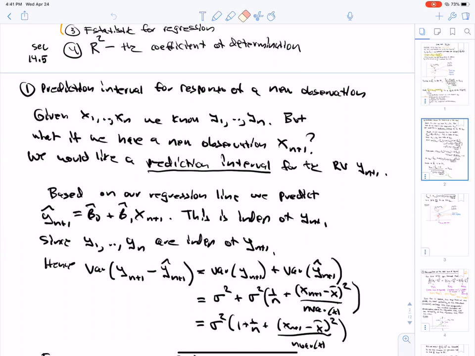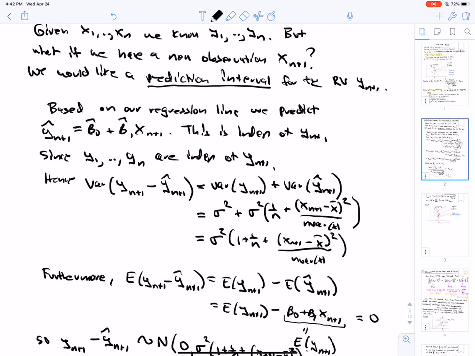So the prediction interval for the response of a new observation is the next topic. Given x1 to xn, we know y1 to yn, but what if we have a new observation, xn plus 1? We'd like a prediction interval for the random variable yn plus 1. The prediction interval is the Bayesian analog of a confidence interval. So we have a confidence interval for a parameter like a mean, and we have a prediction interval for a random variable.